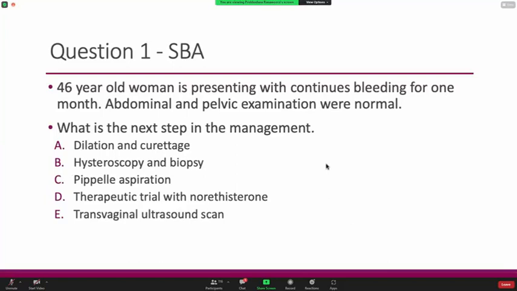So I will stop with a small question, right? A 45-year-old woman presenting with continuous bleeding for 1 month. Abdominal and pelvic examination were normal. What is the next step in the management? 46-year-old presenting with continuous bleeding for 1 month. You did abdominal examination, normal. You did a speculum examination and bimanual examination. That is normal. What is the next step in the management?